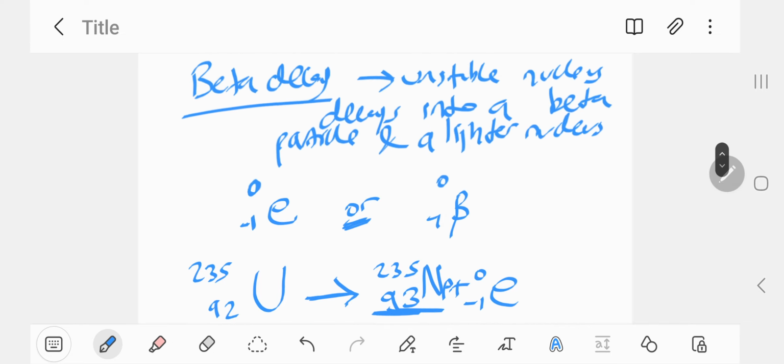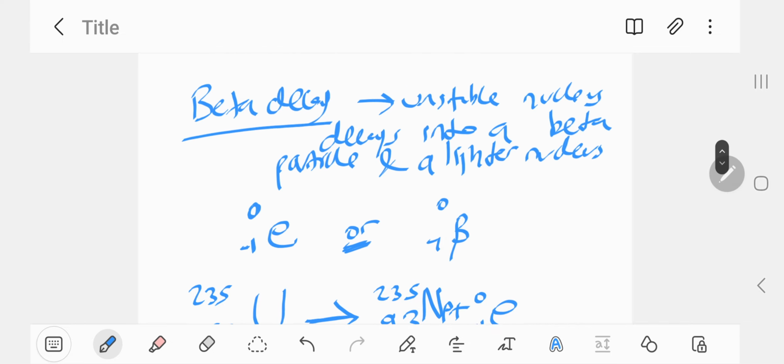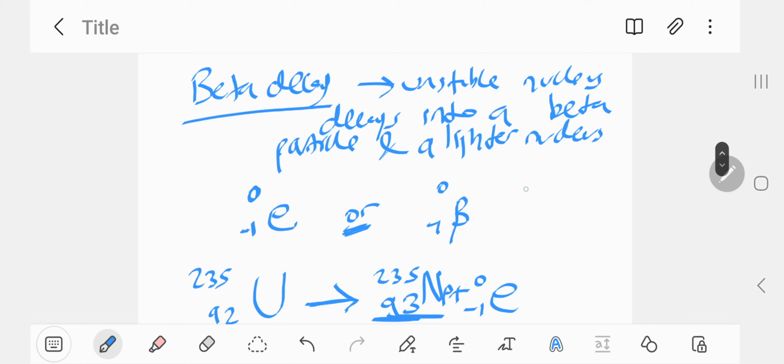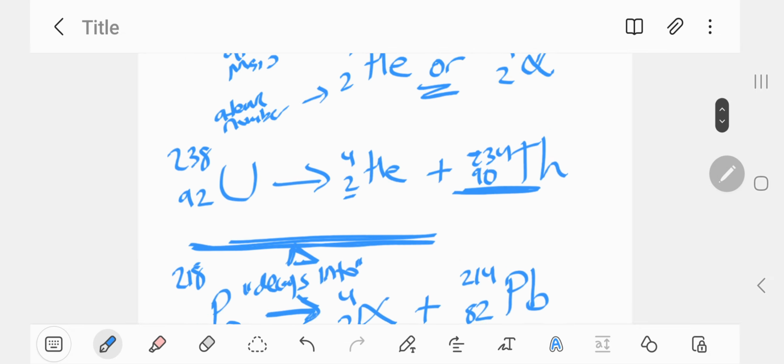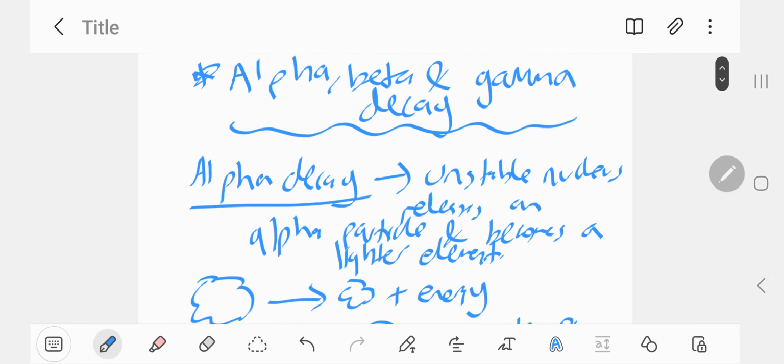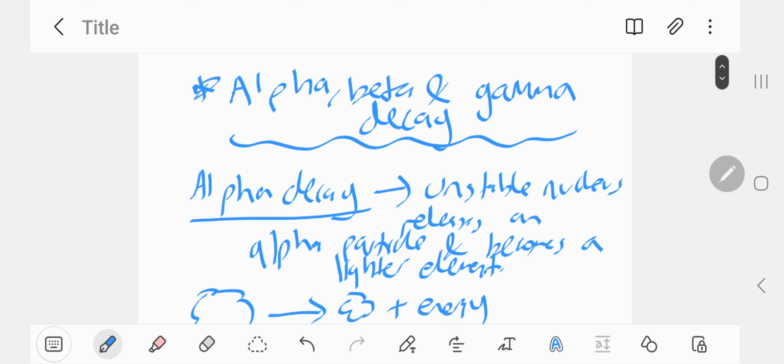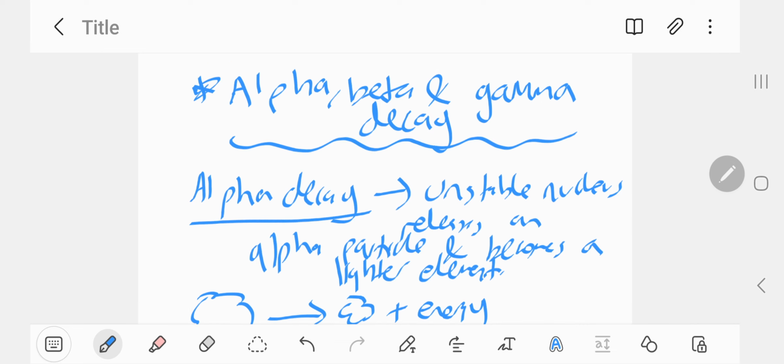Beta decay involves a beta particle, an electron. Now, I should also mention, technically speaking, there's another type of beta particle called a positron, which looks like this, but that's not part of what you need to know for the syllabus for Year 9. So don't worry about that. And an alpha particle is just a helium nucleus, and that's how you do the equations for radioactive decay for alpha, beta, and gamma decay.